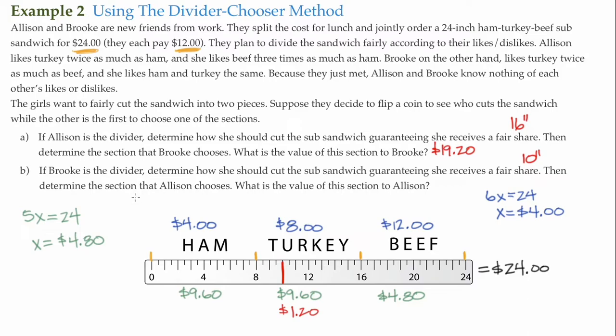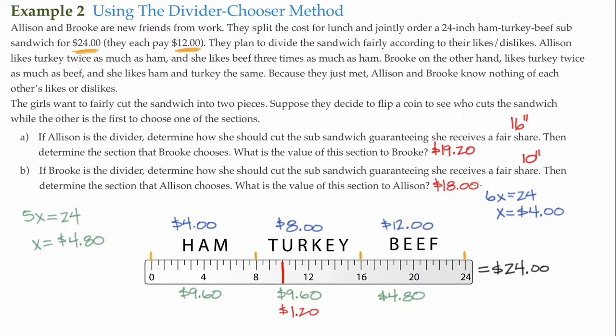Then determine the section that Allison chooses. What is the value of this section to Allison? Now, since Brooke cut, Allison's going to decide which section she wants. So if we go over here for the beef, that's $12 just for the beef alone to Allison. Allison's in blue, Brooke is in green. So that's $12. Now she values the turkey at $8. This is 8 inches, $8. So every inch is worth $1 to Allison. So she's going to get $12 plus another 1, 2, 3, 4, 5, 6 inches, another $6 worth. So that's a total of $18 to Allison.